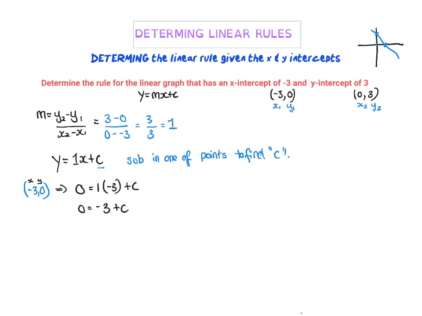Now I'm trying to get c by itself, so I'll move that over the equal sign, which means it does the opposite, which is a positive. So now I know what c is. I can finish off the equation of y equals 1x plus 3. And there's our linear rule.